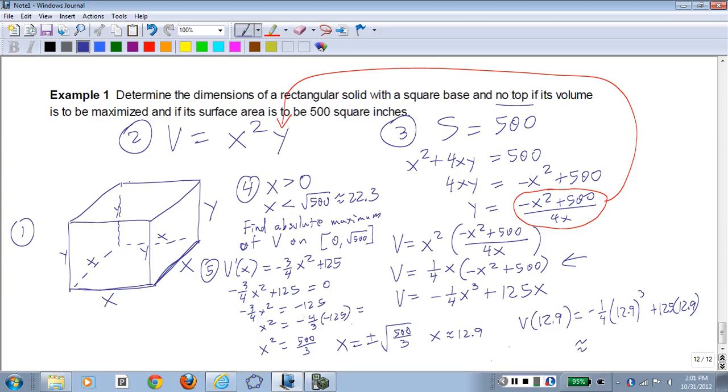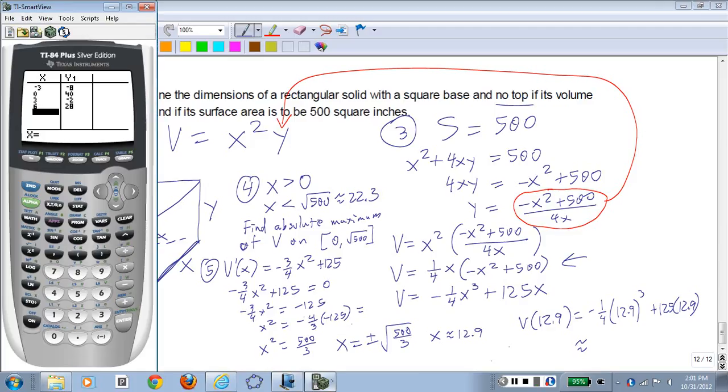If we evaluate it at 12.9, I got 0.1925. Ooh, I'm worried. Well, I didn't add in the x at the end. Negative 0.25 times 12.9 to the power of 3 plus 125 times 12.9. 1,075? 1,076? A little concerned with significant figures here, the way I'm rounding, so I'm going to say 1,076.